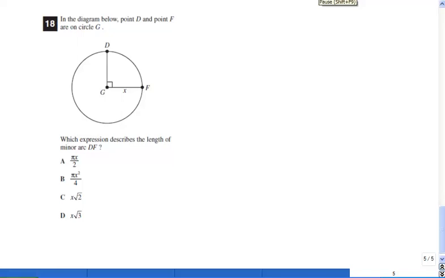Alright guys, we're back. Nevada Virtual Academy working toward the proficiency exam. Problem number 18. Circles, algebra. Let's remember what should we do, how can we solve a problem like this.